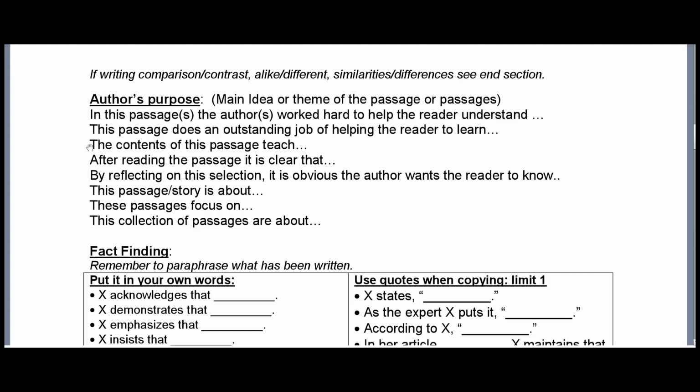You might say, this passage does an outstanding job helping the reader to learn about polio. This passage is about polio. Remember, you can call it a source, article, selection, text. Make certain you indent, start with a capital, and write an author's purpose sentence now.